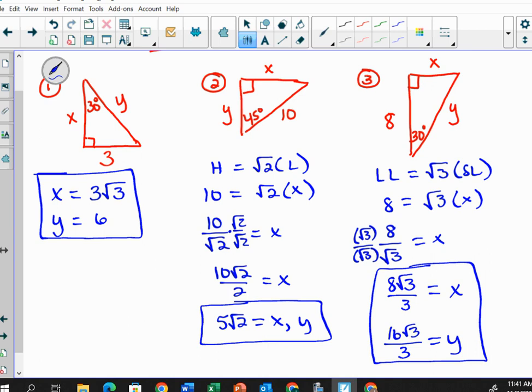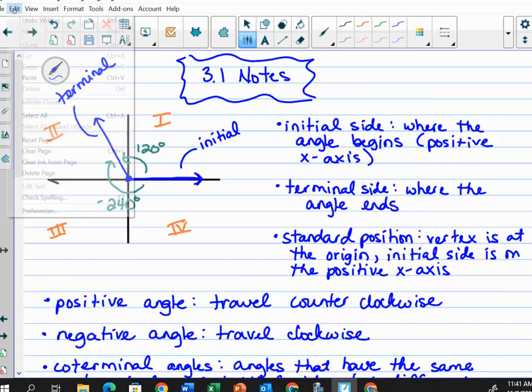Okay? Special right triangles should be something that you know. They will keep coming up, so make sure you practice them. All right, any questions before we start the notes? Okay.